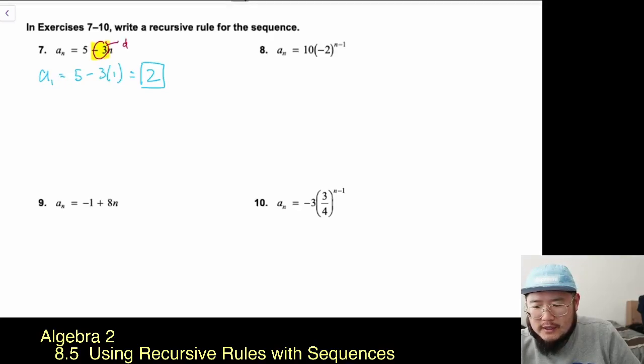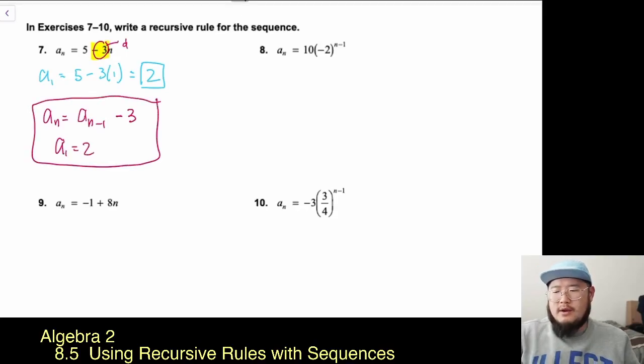So we have a sub n, and that's going to be equal to a sub n minus 1. Remember, because we're dealing with the recursive, and then we have minus 3. And then I'll go ahead and put right here, a sub 1 is 2. And there you go, there is your recursive rule. Let's go next up to number 8.